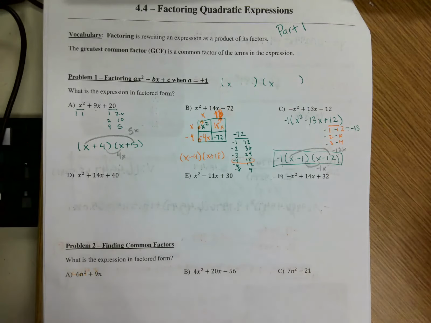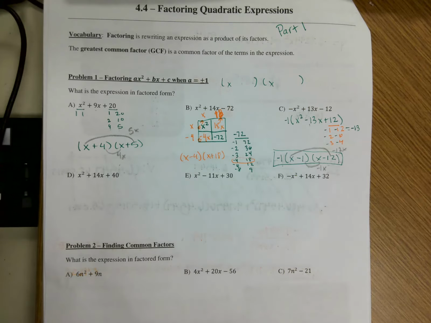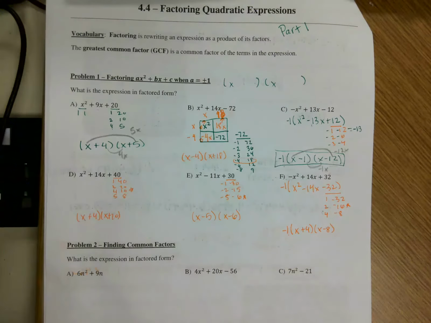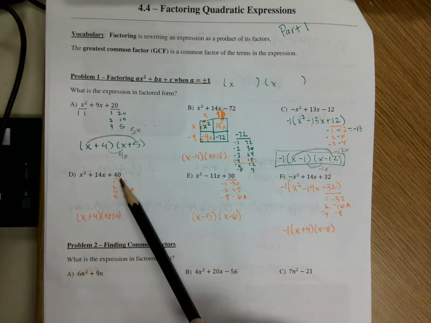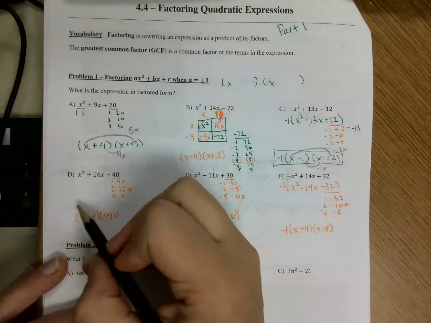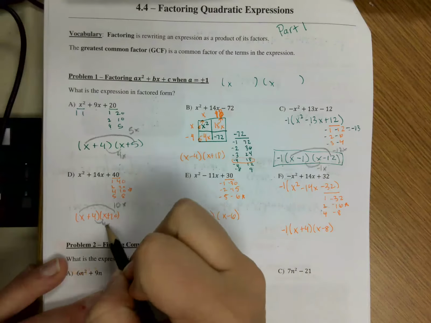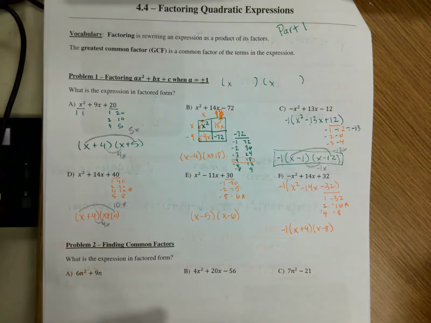I need you to try to do D, E, and F for now. Try to do D, E, and F. So what we have here, factors of 40 would give me 4 and 10. So if I guess here, my check it, this gives me a 10x, this gives me my 4x, and together that gives me a +14.